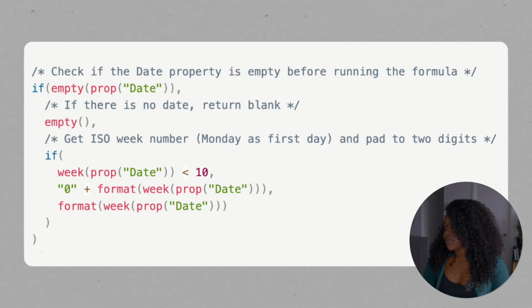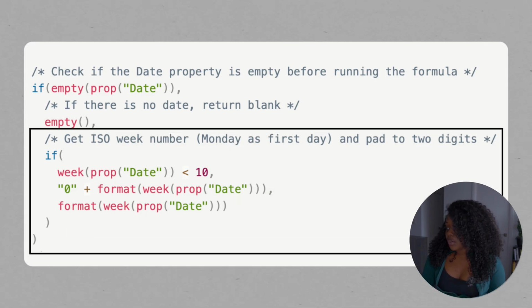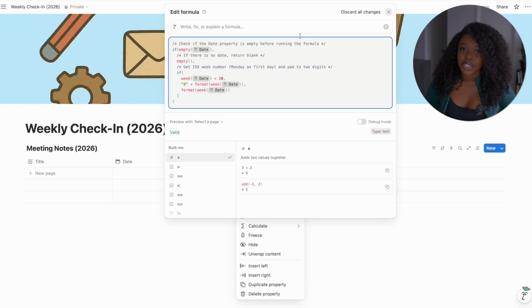And just to give a short explanation of what this formula is doing, first it checks if a date exists, then it pulls the week number from that date, and then it formats it so every week is consistent and easy to organize in the different views that we're going to create. If you're familiar with JavaScript, then this is essentially what Notion formulas are. But before each line of code, I just added a note so you can reference back to it if you want. But by copying and pasting this, you will have the exact formula that you need to get the week.